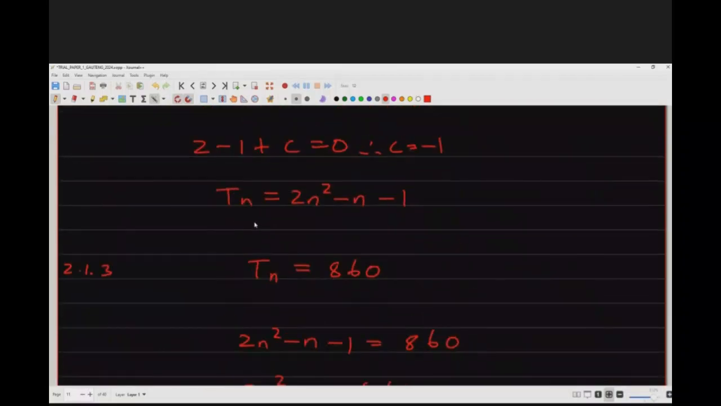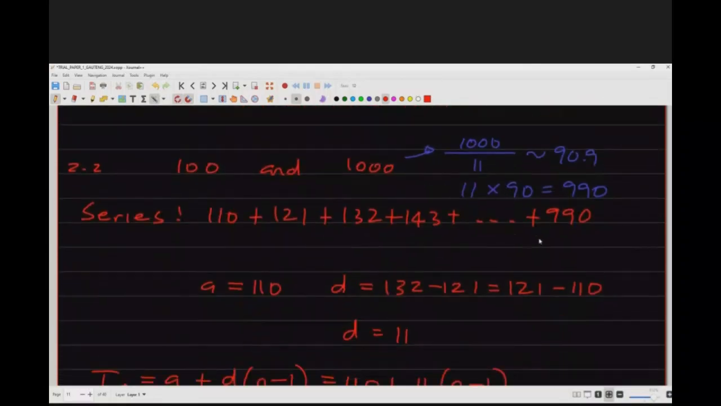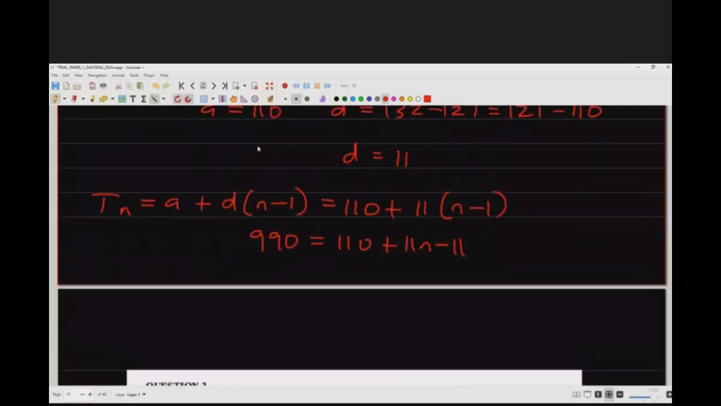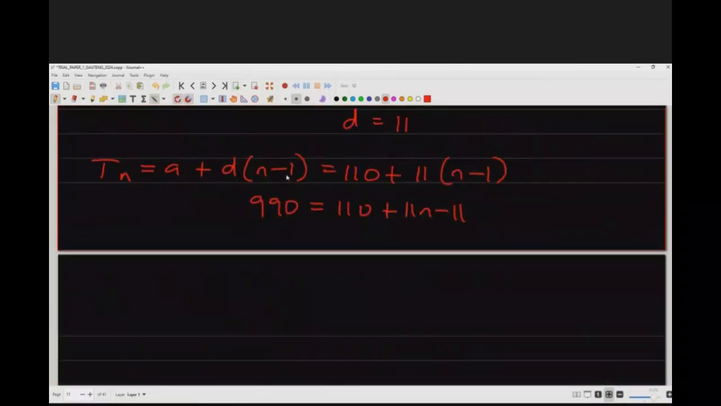And the last term here is 990. So 11n here is equal to 891. Therefore, our n here is equal to 81.